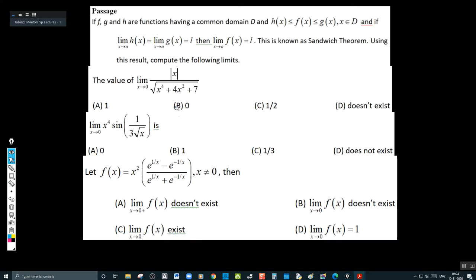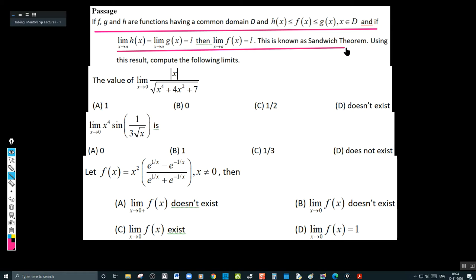It's a passage question. And it is given that if f, g, and h are functions having a common domain D such that h of x is less than or equal to f of x is less than or equal to g of x for x belonging to D, and if the limit of h of x as x tends to a is equal to the limit of g of x as x tends to a is equal to L, then the limit of f of x as x tends to a is equal to L. This is known as the sandwich theorem. And using this result, complete the following limits.